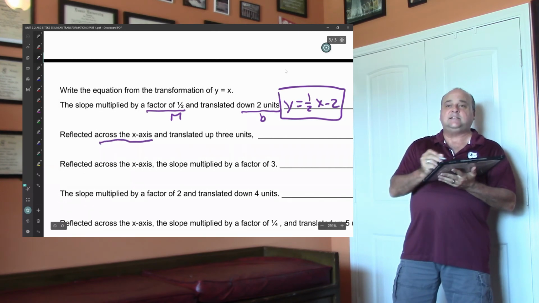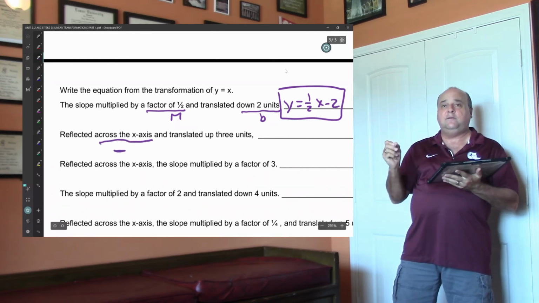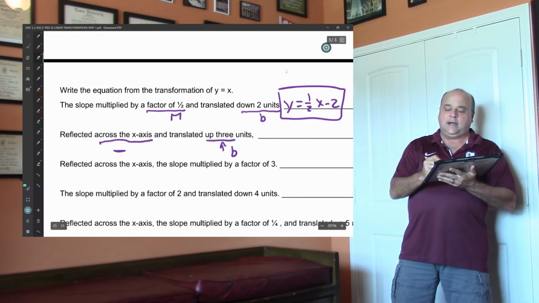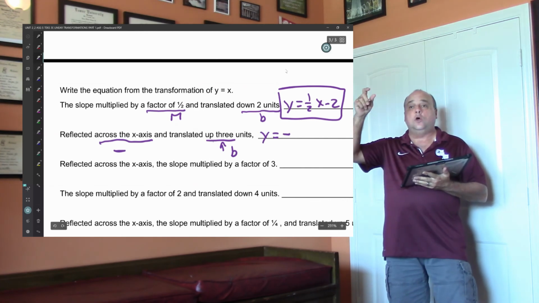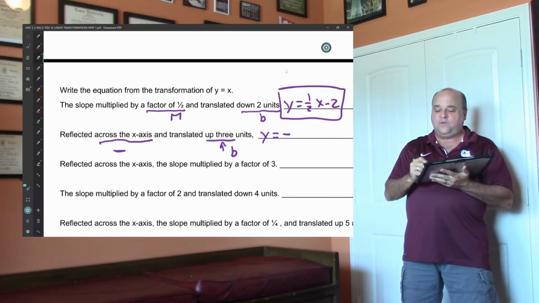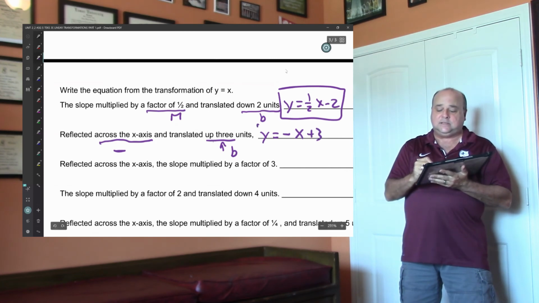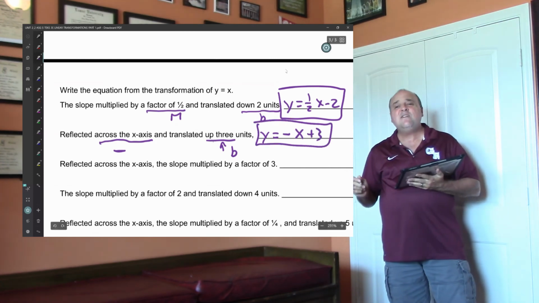Let's go to the next one. Reflected across the x-axis, that means my slope's going to be negative. Translate up 3, that's going to be my b in it. So I'm going to write down y equals, I'm going to have a negative slope. It did not change the slope, did it? So I'm not going to put a number in front of the x, and then it went up 3, so I'm going to put +3. That is it. Piece of cake.